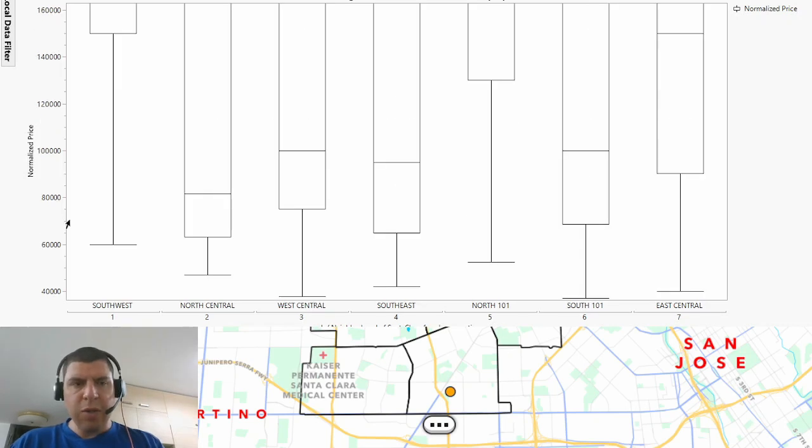Now here I've already zoomed in a lot more to see the floor prices, and we can see that the minimum price here in South 101 and in West Central are very close to each other. But the value that you have in a West Central property is a lot better than what you have in South 101. So if you're looking to buy a cheap property, you might want to invest a tiny bit more and actually get a West Central property. This is a much better value.